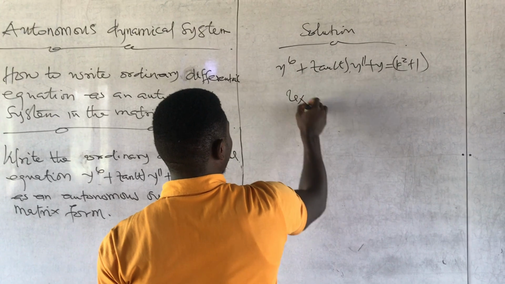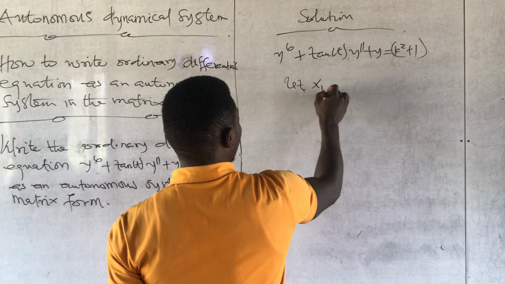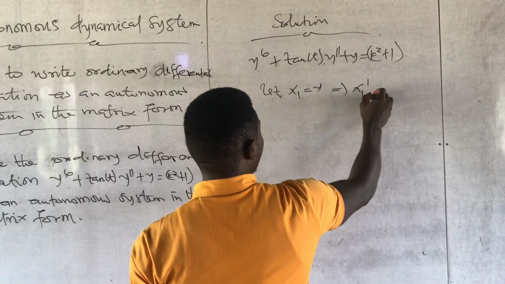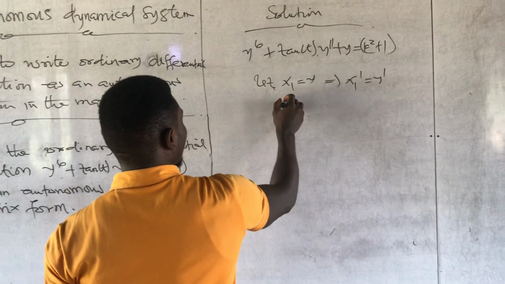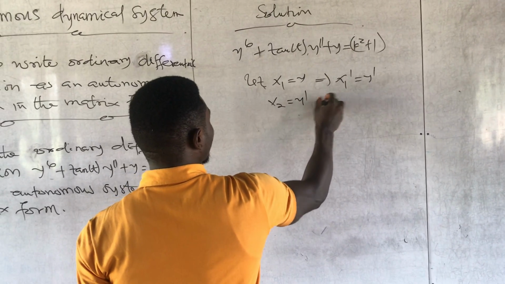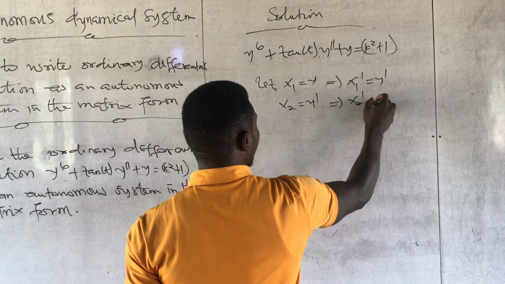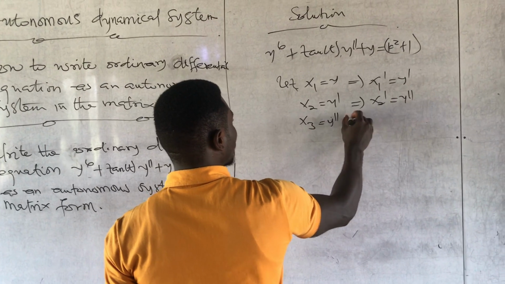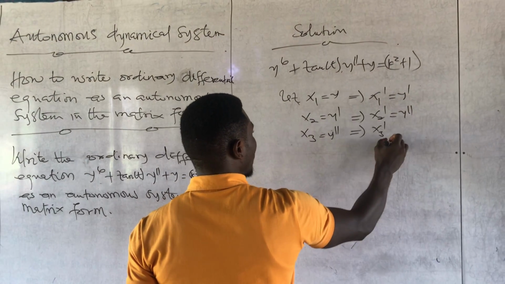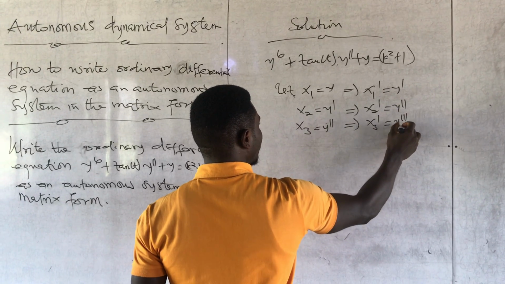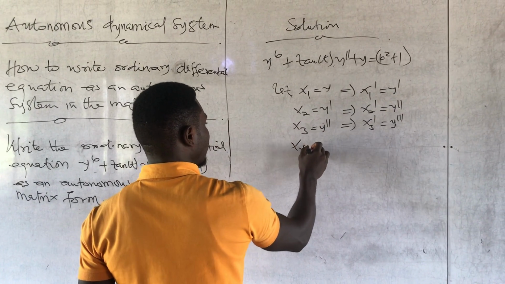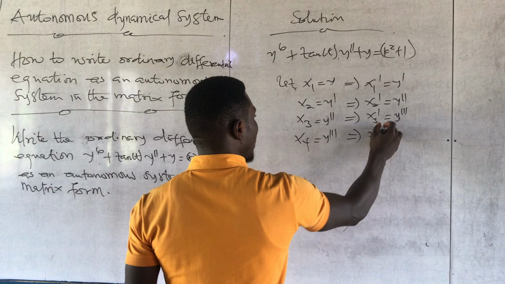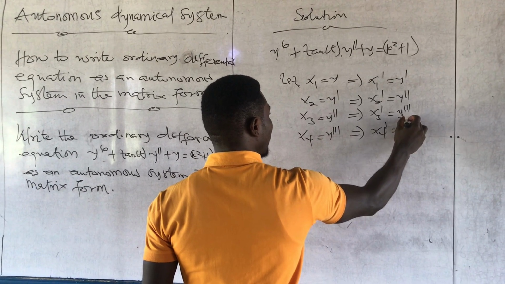Now we let x1 equal to y. We differentiate, you have x1 prime equal to y prime. And our x2 is equal to y prime. We differentiate this, you have x2 prime equal to y double prime. We have our x3 equal to y double prime. You differentiate, you have x3 prime equal to y triple prime. Now x4 is equal to y triple prime. You differentiate, you have x4 prime equal to y fourth derivative.